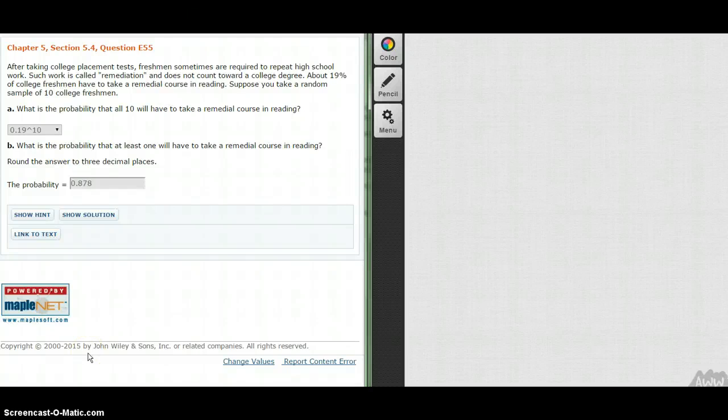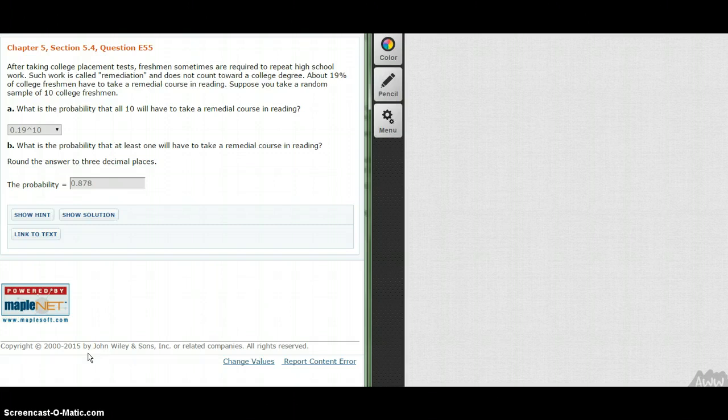Section 5.4, question E55. What we have going on here in terms of the context is remediation. So this is actually a major problem. This is something I did my dissertation on, the percentage of people that have to take mathematics remediation and whether or not high school math courses prepare students well enough for college math placement. But I'm not sure these data are real. I think the actual percentages are quite a bit higher than this, especially for math.